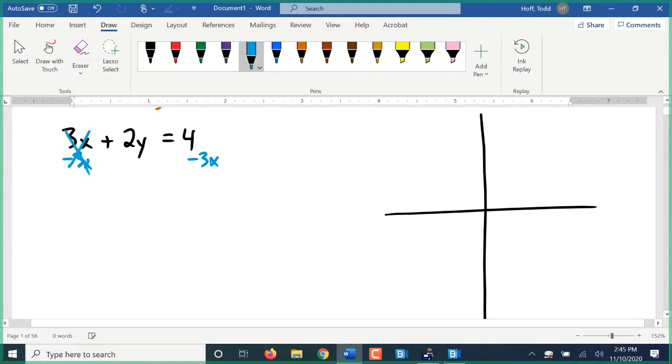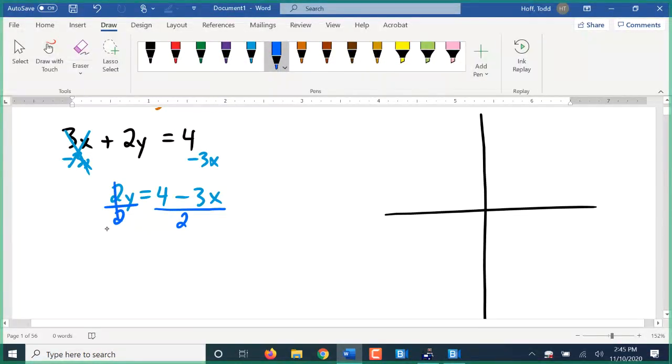So the 3x is gone. I have 2y equals 4 minus 3x, which is just 4 minus 3x. Does somebody have a question? Now we have to get rid of that 2. It's multiplying y, so we're going to divide by the 2, remembering to divide the whole other side by 2 as well.